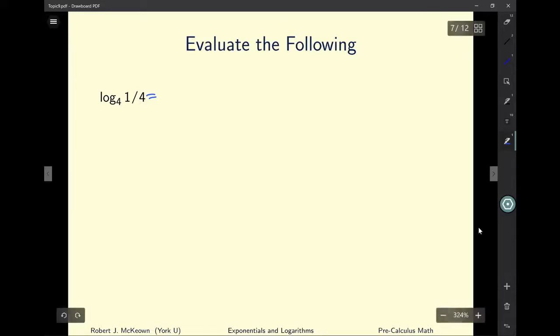Well, we've got base 4, and 4 to the power of what is equal to 1 over 4? Well, that's x equal to negative 1. So this thing is going to be equal to negative 1.